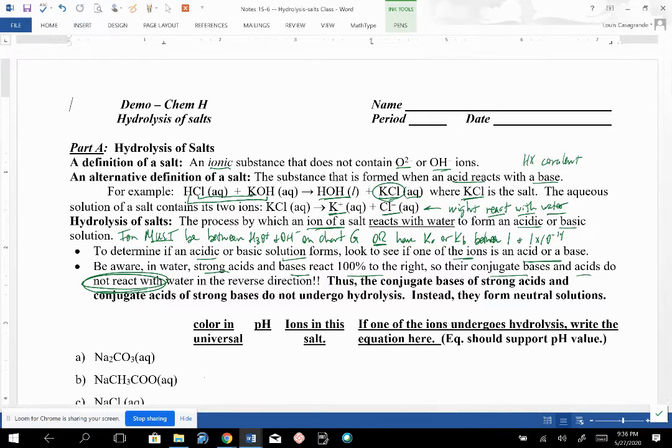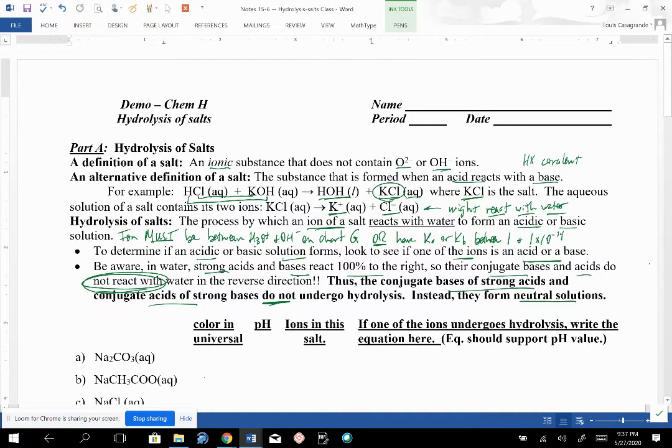Strong acids, again, at the top of chart G. Strong bases either at the bottom of chart G, or the hydroxides of the alkali metals and the 3 alkaline earth metals that form that base. So the conjugate bases of strong acids and the conjugate acids of strong bases do not undergo hydrolysis. Instead, they would form what we call a neutral solution. So KCl up above, because the potassium comes from a strong base, the chloride comes from a strong acid. They're the conjugates of strong acid, strong base. Potassium chloride would actually be a neutral solution.